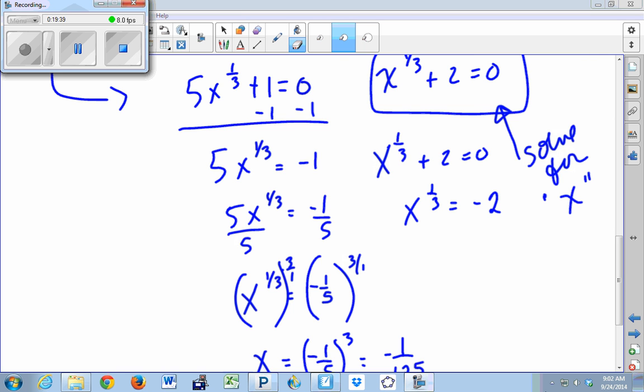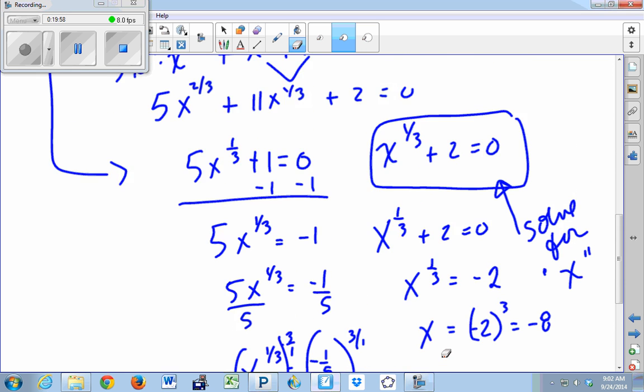We subtract 2 from both sides. Everybody agree with that so far? Now we cube both sides and we get x equals -2 cubed. So when we have a negative base and an odd exponent, we stay negative. Okay, Karen? All right. Any questions on that?